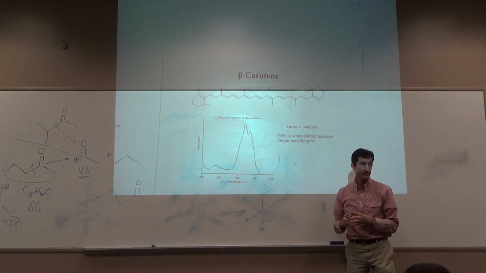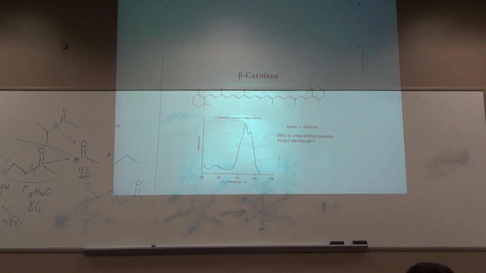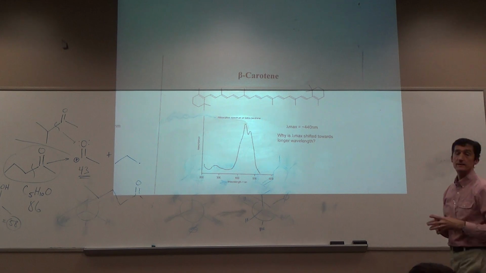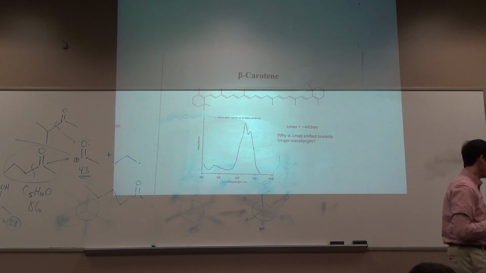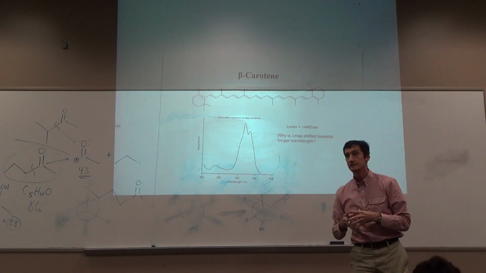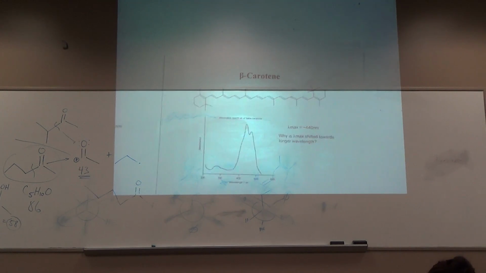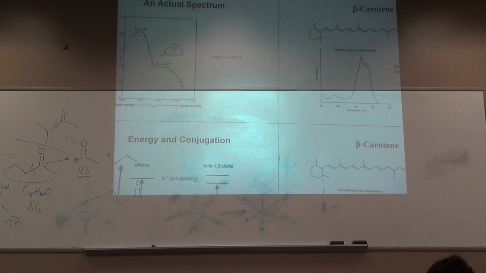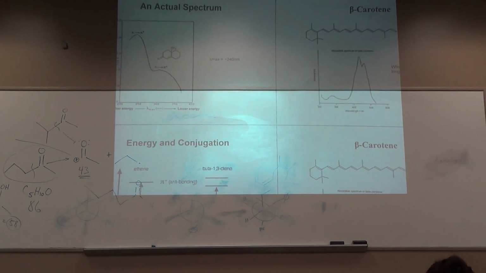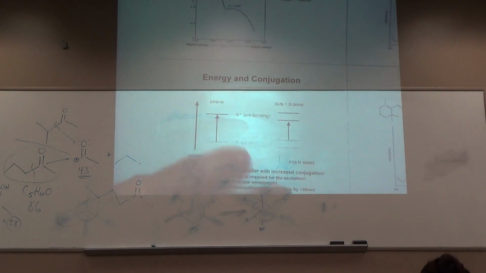Why is it easier? Why does the amount of pi bonds make it easier? Conjugation. Why does conjugation make it easier? Let's look at that. We can start by looking at here. There's another slide that also shows this.